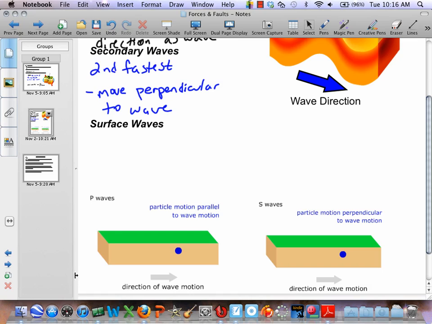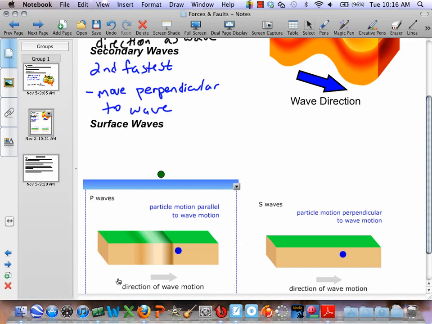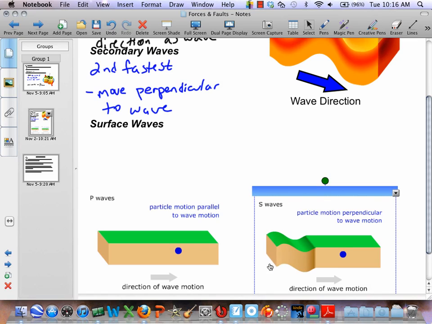So what kind of models do I have for you here? In the P wave, if you watch that point, you can see in the primary waves how that blue dot moves back and forth. On the secondary wave, you see the waves do move in that direction, but what does the secondary wave do to the point? Up and down. It goes up and down. So that's the big thing about the secondary.